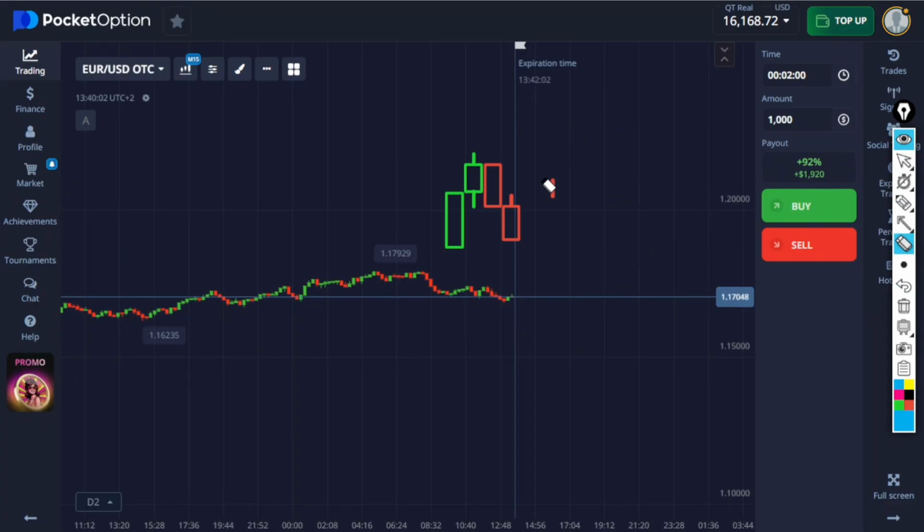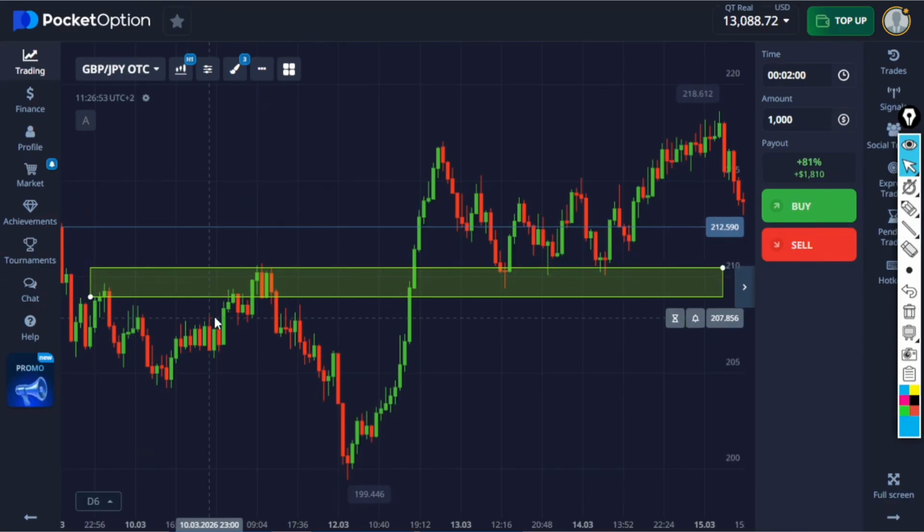Okay, so now that we've covered the basics of breaks of structure and, in brackets, change of character, what we're going to do now is get into some examples of how we can apply breaks of structure in support and resistance zones. So let's get into it. So I've gone ahead and marked up this zone we have here, which is an area of interest.